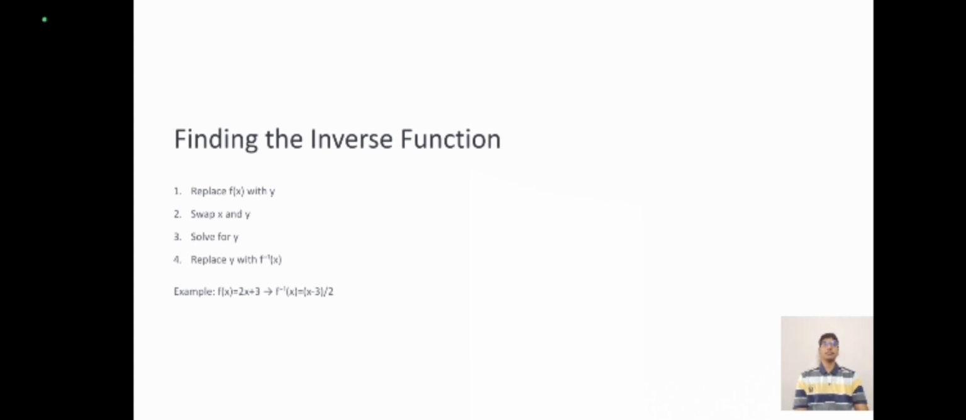Let's try it with an example. Suppose f of x is equal to 2x plus 3. In step 1 we replace f of x with y, so y is equal to 2x plus 3. In step 2 we swap x with y, so x is equal to 2y plus 3. If we solve for y, y is equal to x minus 3 divided by 2. Replace this with f inverse of x, so f inverse of x will be x minus 3, whole divided by 2.